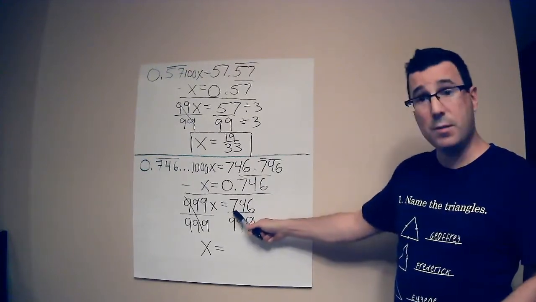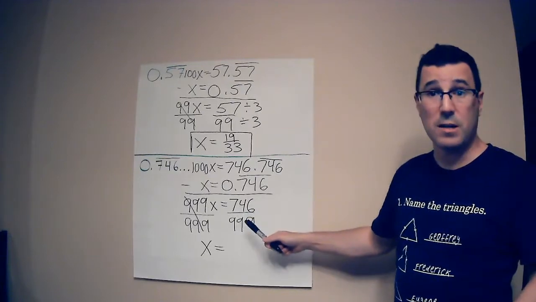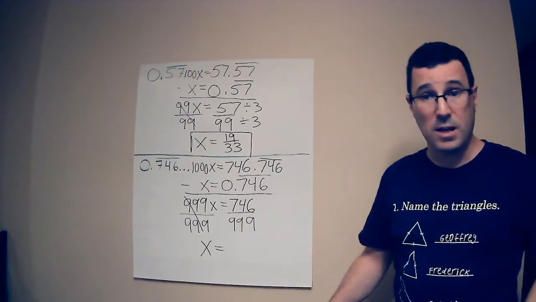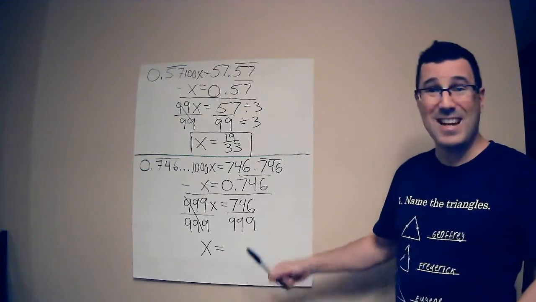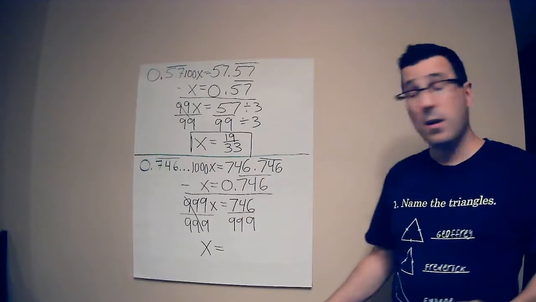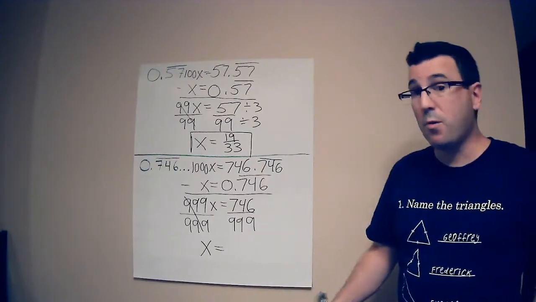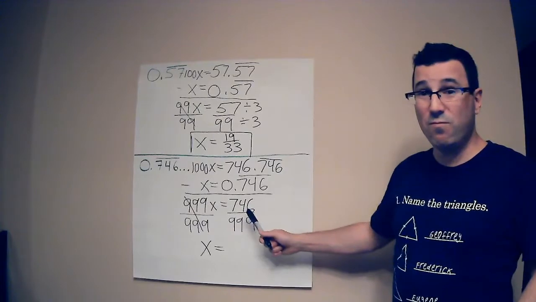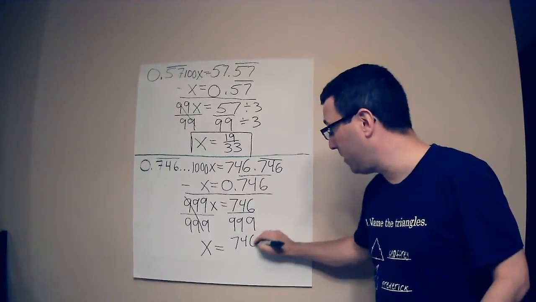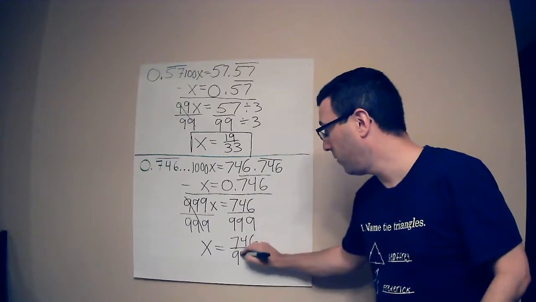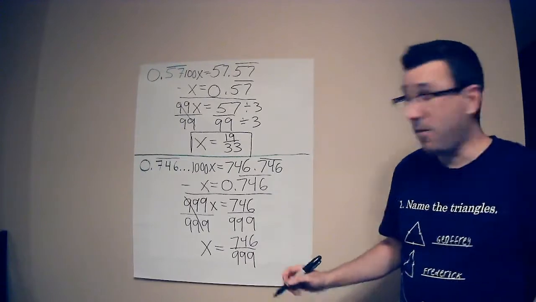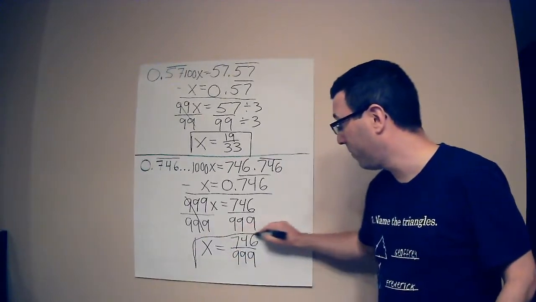When I add this up, 7 plus 4 plus 6 comes out to 17. Can't be divided by 3. So any multiple of 3 is not going to work. Neither one of these ends in a 5 or a 0, so no multiple of 5 is going to work. And if we go through a couple more things, we'll find that really, that's it. There's our answer. 746 over 999. That is our answer. That's the fraction in simplest form. Okay?